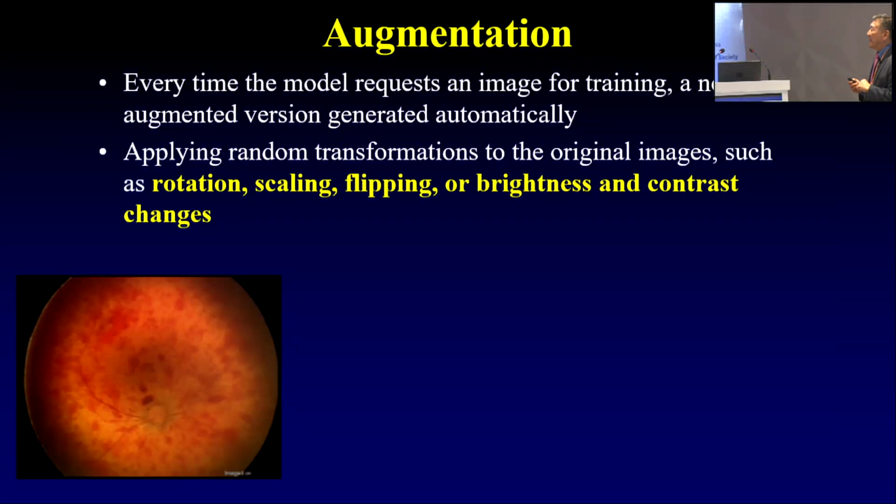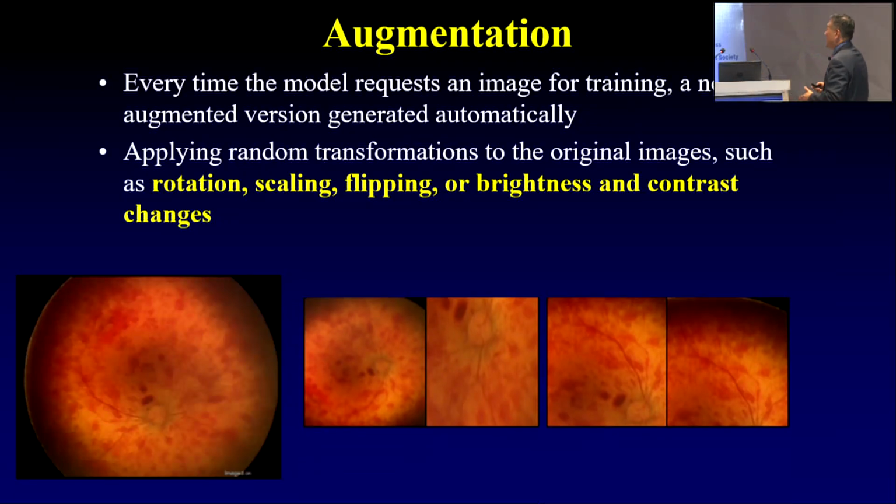So what does that mean? Every time the model was asking for a new image, the AI would generate an image by rotating it, by flipping it, changing the brightness. And by doing this, the AI can expand the number of images and become more accurate. So this image can be flipped and rotated and framed in a different way, like this.